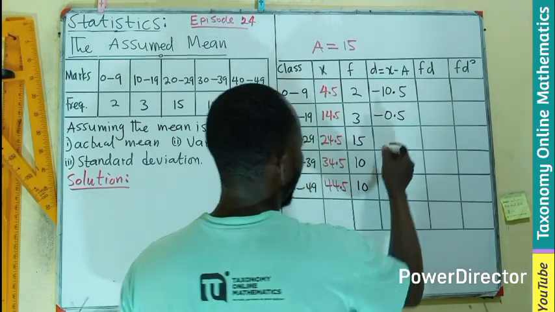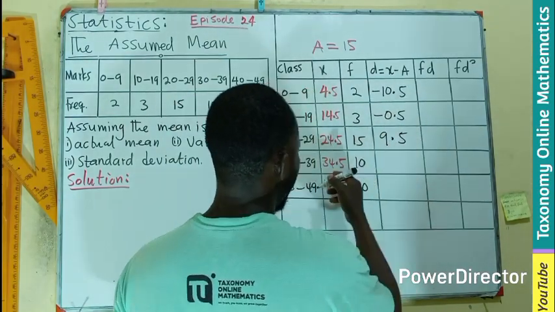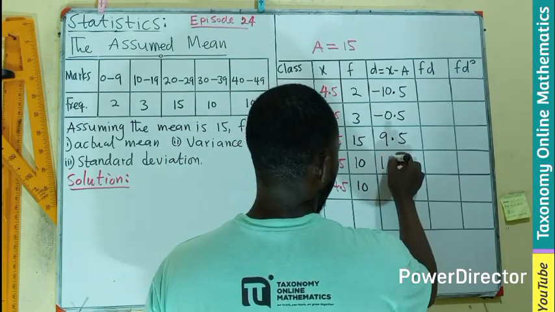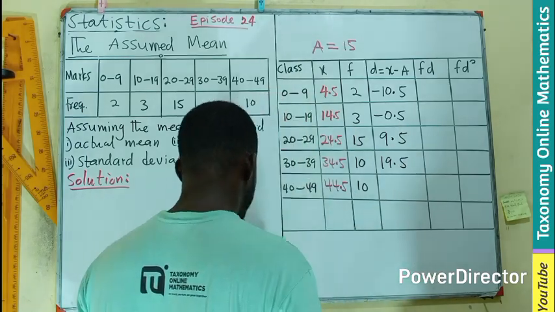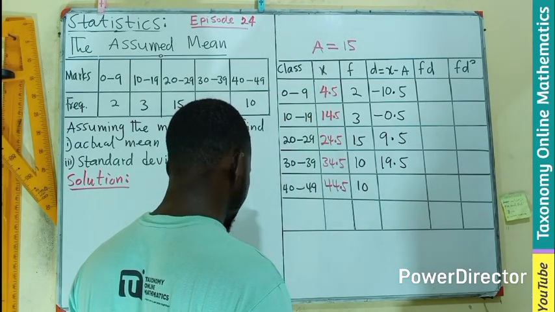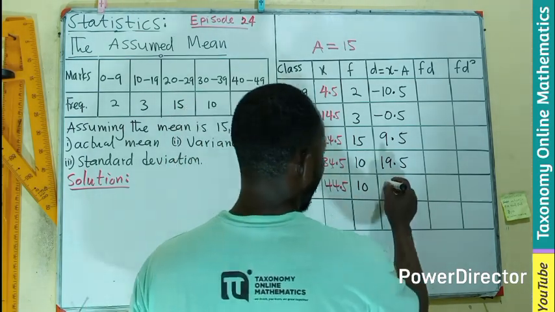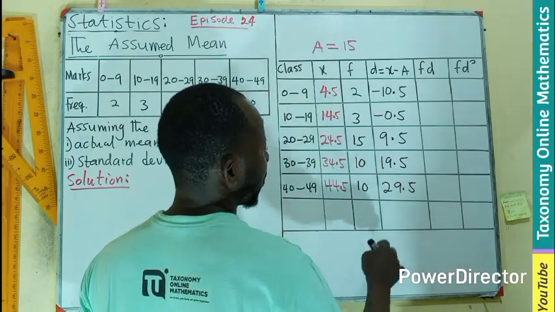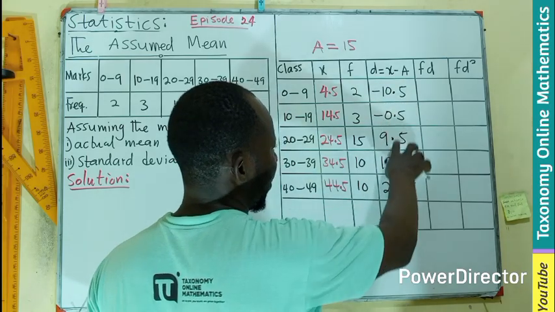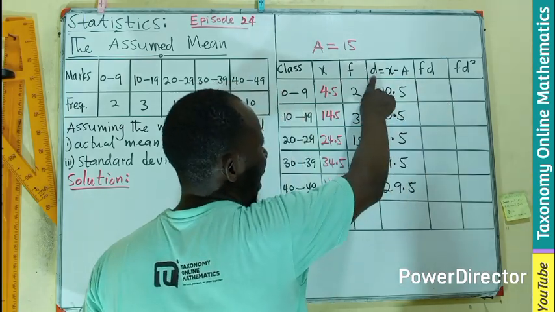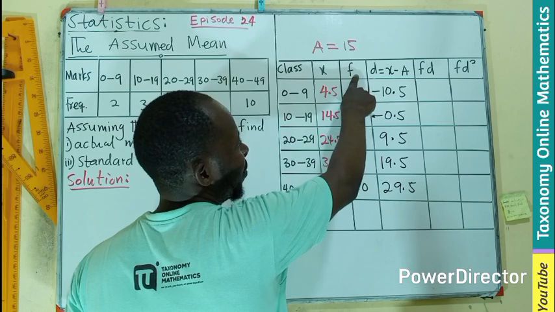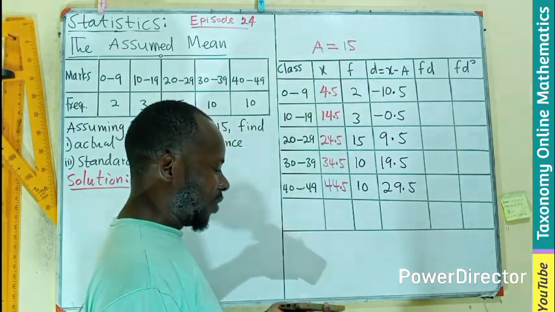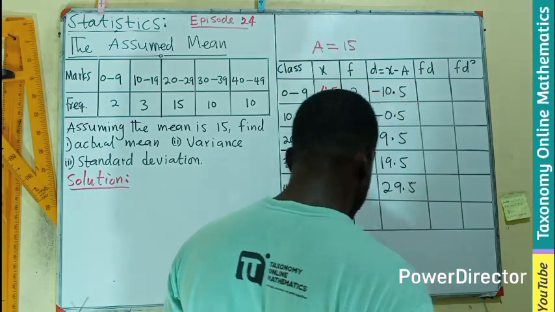Then the next one will be 9.5. 34.5 minus 15 will be 19.5. How about the next one? 44.5 minus 15 gives you 29.5. So if that's the case, we have all these values. The next is to multiply the d by the f, df. Don't forget the negative will still remain inside. So let's use a red marker and see if you multiply.